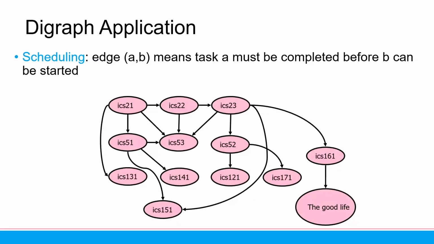On Monday, we learned about digraph. Digraph means directed graph, and there are many applications. We can have one application like scheduling. In scheduling, we have tasks A and B. It means task A must be completed before B can be started.